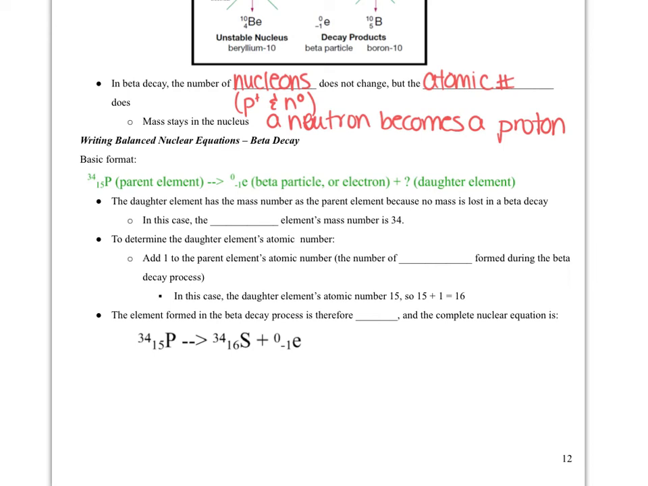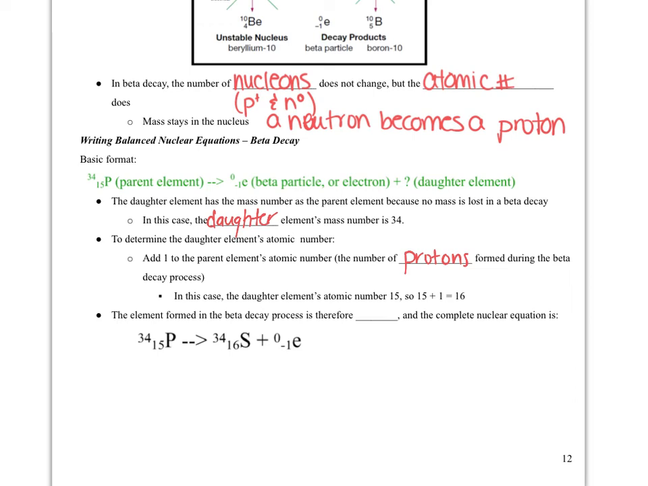So the daughter element has the same mass number as the parent element because no mass is lost in a beta decay. So in this case, the daughter element's mass number is 34. To determine the daughter element's atomic number, we will add 1 to the parent element's atomic number. This is the number of protons formed during the beta decay process.